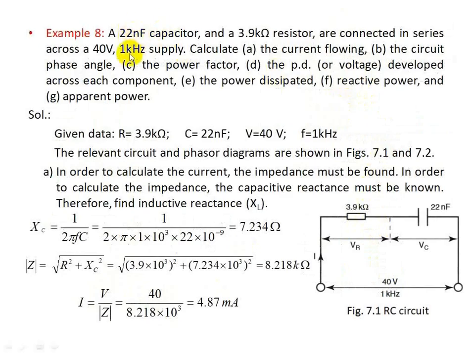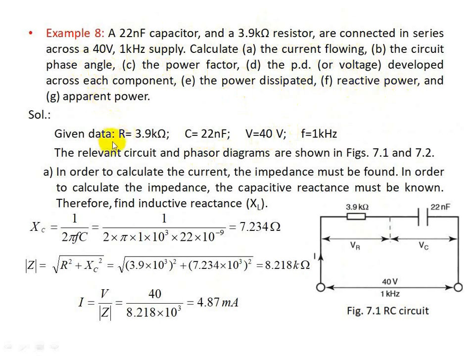Coming to the problem: a 22 nanofarad capacitor and a 3.9 kilo ohm resistor are connected in series across a 40 volt, 1 kilohertz supply. Calculate: A, the current flowing through the circuit; B, the circuit phase angle; C, the power factor; D, the potential difference or voltage developed across each component; E, the power dissipated; F, the reactive power and apparent power.